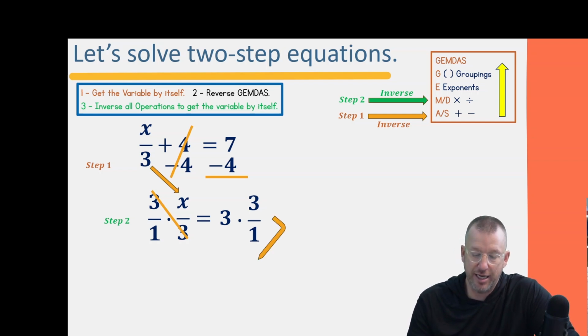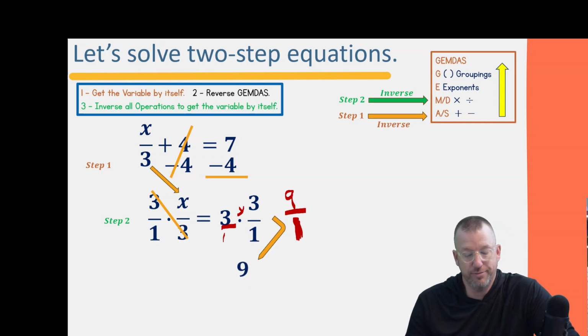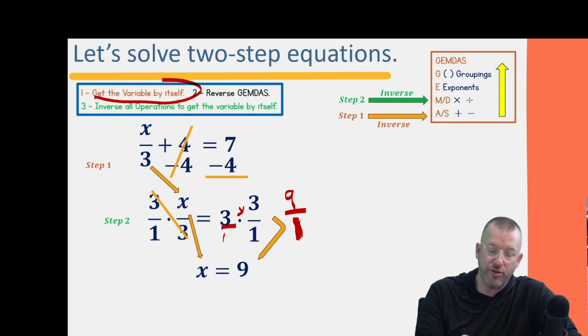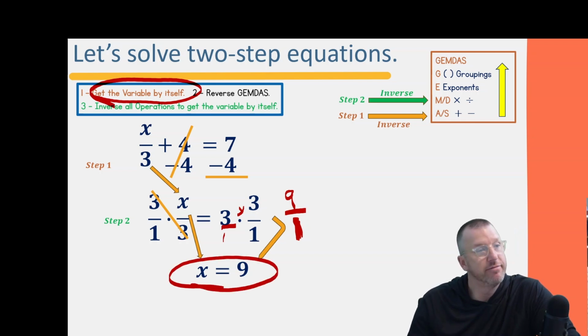And what is 3 times 3 over 1? Well, 3 times 3 equals 9. 1 times 1 equals 1. What is 9 over 1 equal to? It's the same thing as 9. We've canceled out the other side, so we just bring down that x equals. And once again, we have gotten the variable by itself.